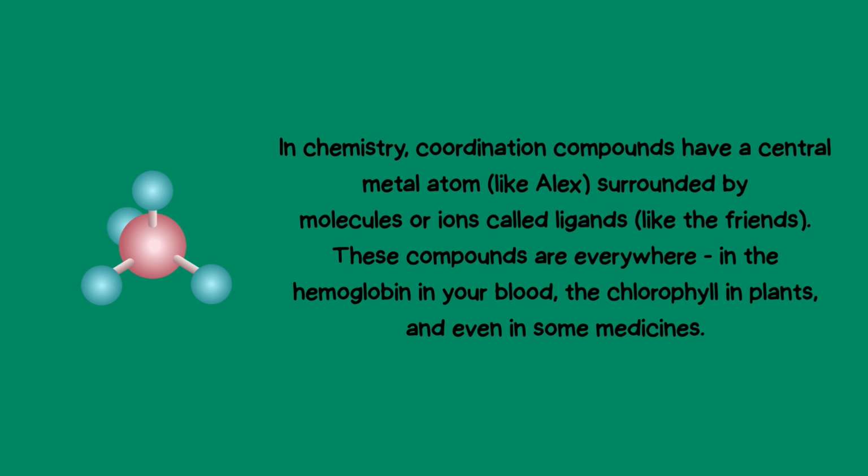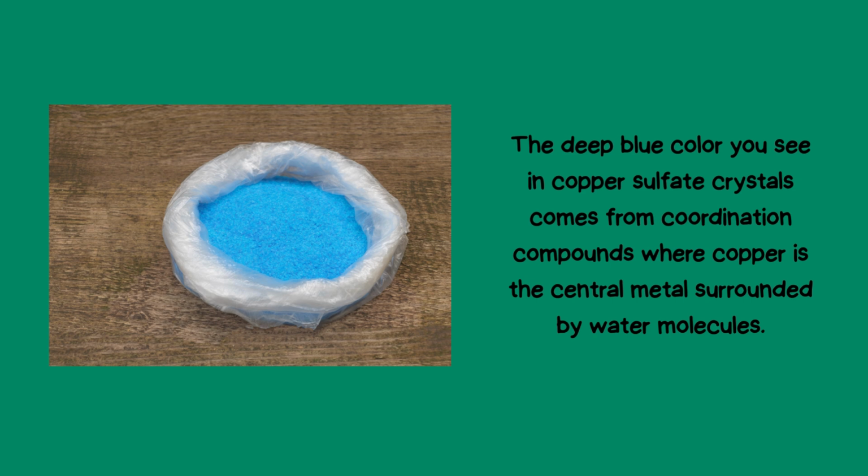In chemistry, coordination compounds have a central metal atom, like Alex, surrounded by molecules or ions called ligands, like the friends. These compounds are everywhere, in the hemoglobin in your blood, the chlorophyll in plants, and even in some medicines. The deep blue color you see in copper sulfate crystals comes from coordination compounds where copper is the central metal surrounded by water molecules.